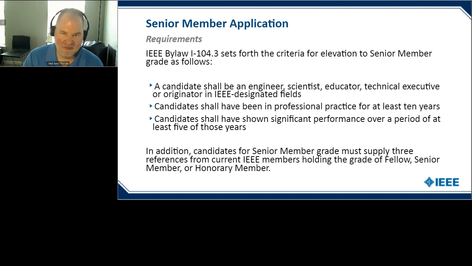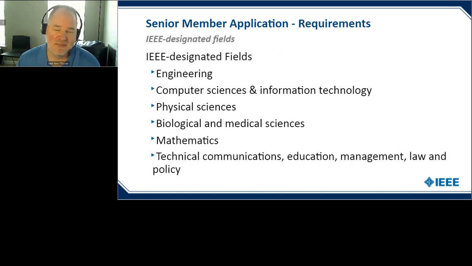You're going to have to be working in one of the IEEE designated fields, the professional practice for 10 years, and significant performance for 5. So let's dive into those a little bit more. The designated fields is simple. It's on each application. It's just going to be a checkbox. You're going to say which of the fields you work in. But these are the ones that IEEE has designated. So you're either going to be in engineering, computer sciences and information technology, physical sciences, biological and medical sciences, mathematics, or technical communications, education, management, law, and policy. Simple requirement, easy checkbox on the application for you.